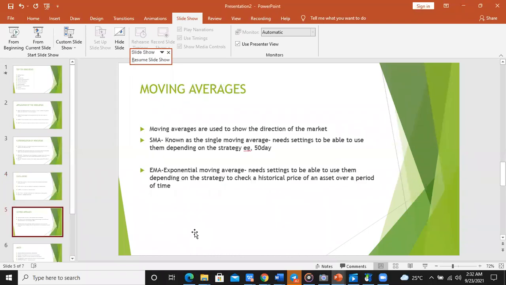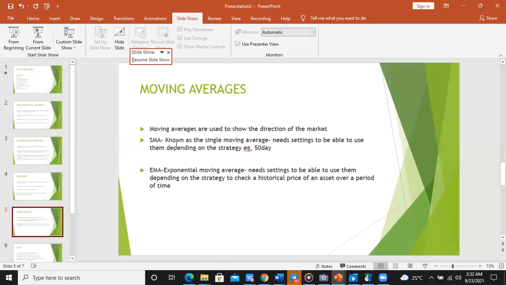Now the next one is moving averages. Moving averages are used to show the direction of the market, whether the market is going upwards or coming downwards. In the moving average, these are the two that are frequently used, SMA and then EMA.